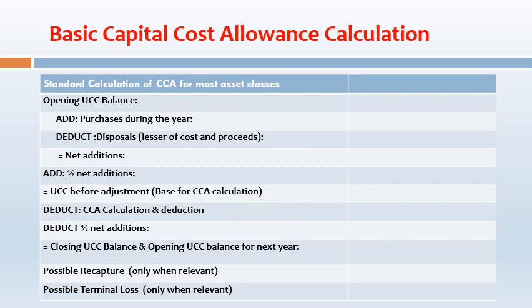What I'm going to do in this portion of the video is introduce you to the basic capital cost allowance calculation, or CCA. So for the majority of asset classes, you're going to follow a basic structure that looks something like this. Now, what you'll do is start with, this will be your starting point for each one of these calculations, is the opening UCC, or the undepreciated capital cost balance.